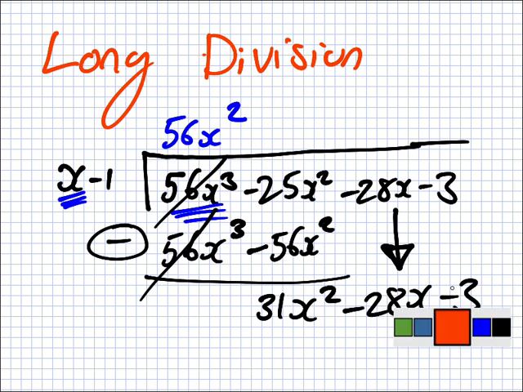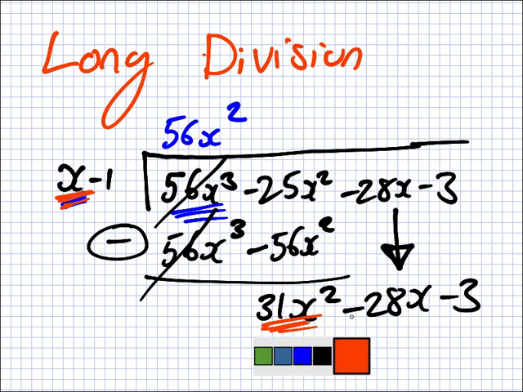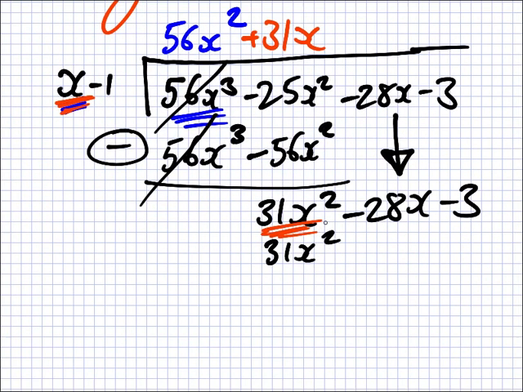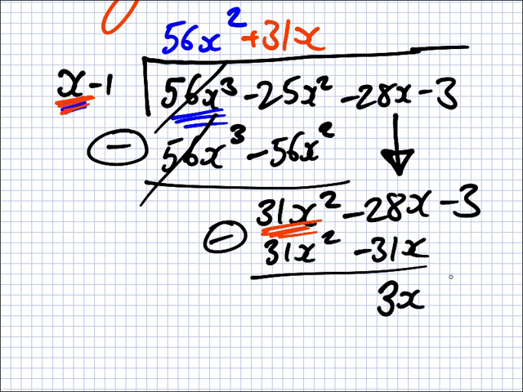So once again, we look at the first piece here and the first piece here, and we say, okay, this time I will need 31x. And then you carry out the multiplication. So 31x by x is 31x squared. 31x by minus 1 is minus 31x. That's the second step done. Then you carry out the subtraction. So what's that? 3x, and then you carry this down, minus 3. And one more cycle left.